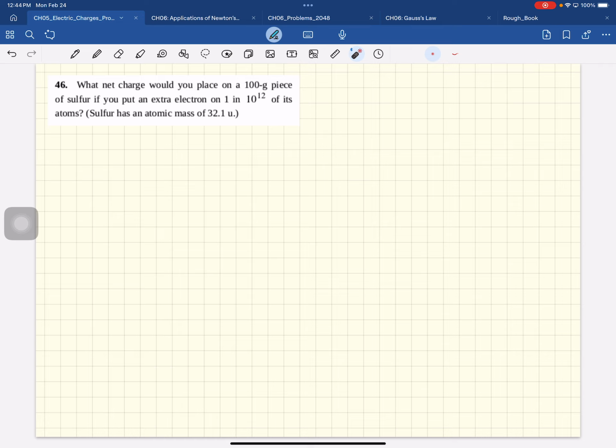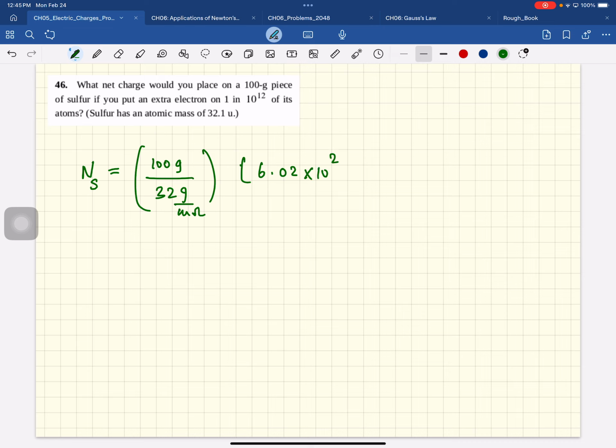All right, so let's look up the atomic mass of sulfur, and that's 32. So the number of atoms of sulfur that you have is 100 grams divided by 32 grams per mole. And so that's how many moles you have of sulfur. And you, of course, have Avogadro's number of atoms per mole. So when you have 100 grams of sulfur, that's how many atoms you have.